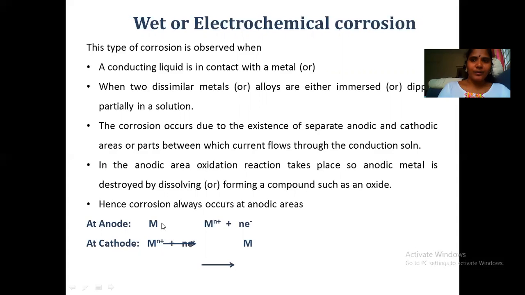At anode, the metal M releases the electrons and produces the Mn plus. And at cathode, the metal ion will accept the electrons and produces the metal. This is a general reaction. At cathode, it need not be only the metal ion involved in the reduction process. It can depend on the electrolyte, whether it is acidic or base or neutral. The reactions at cathode will vary, but at anode, the metal loses electrons to form the metal ion. This is a common reaction.